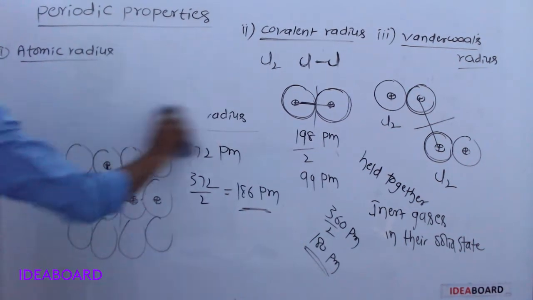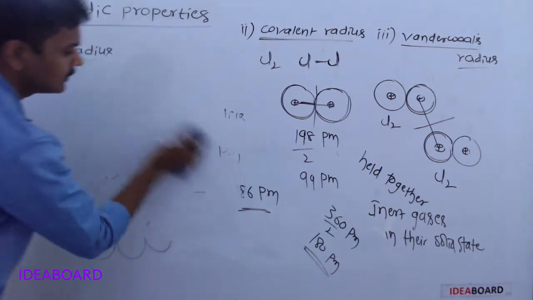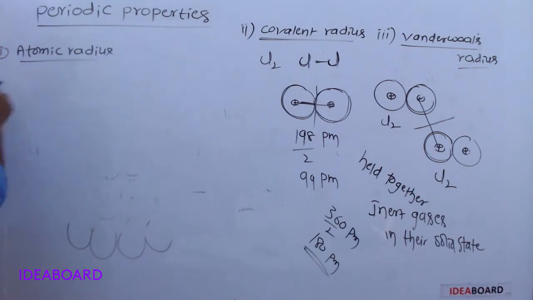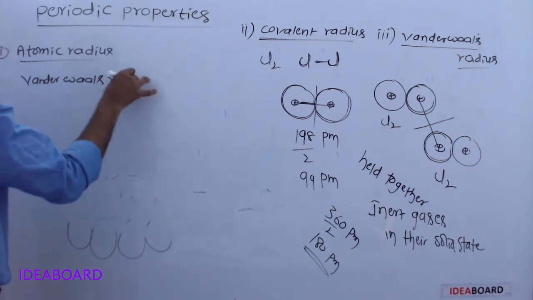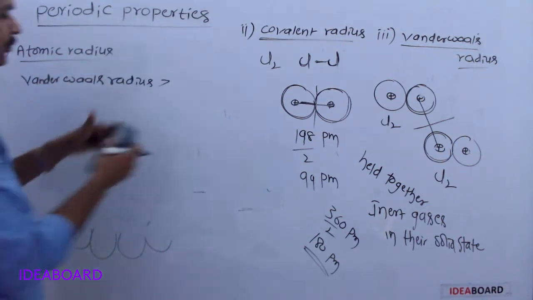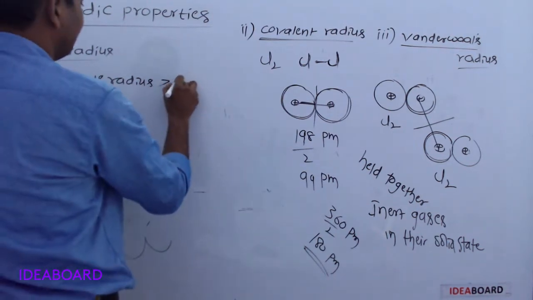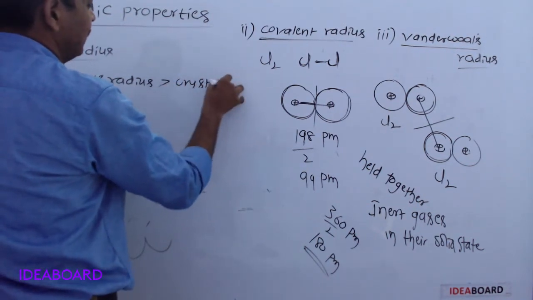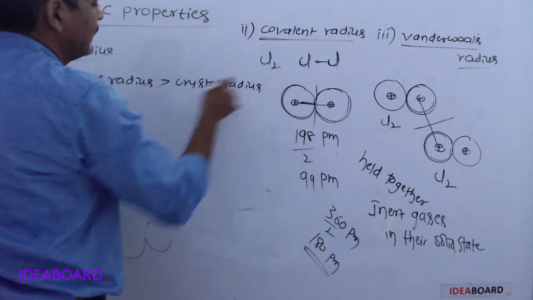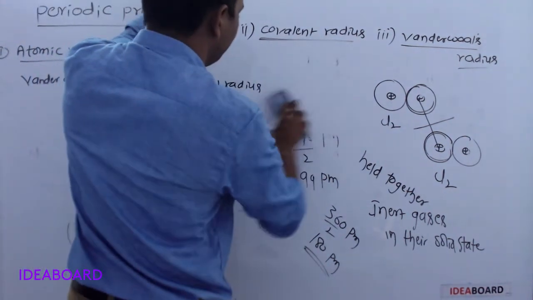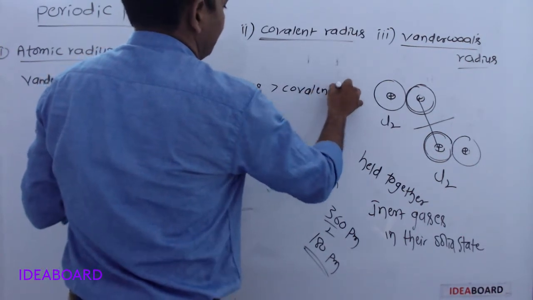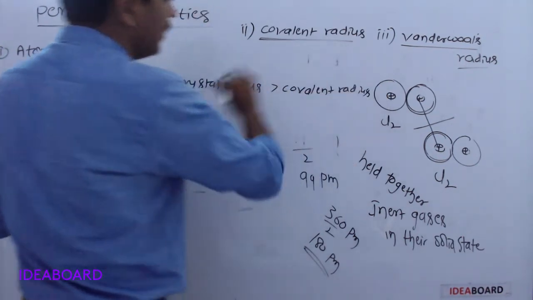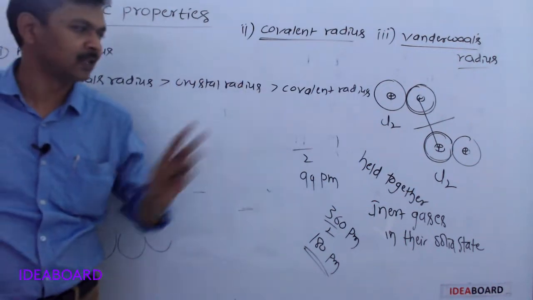The order is like this: van der Waals radius is greater than crystal radius or metallic radius, and crystal radius or metallic radius is greater than covalent radius. This is the order of various atomic radii.